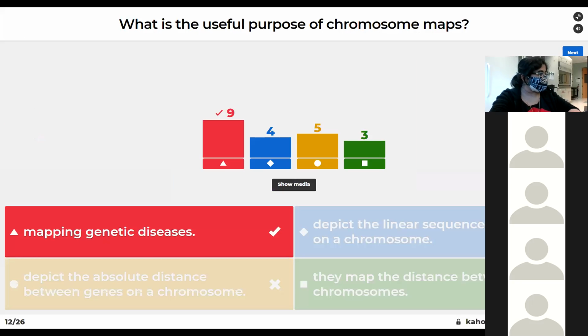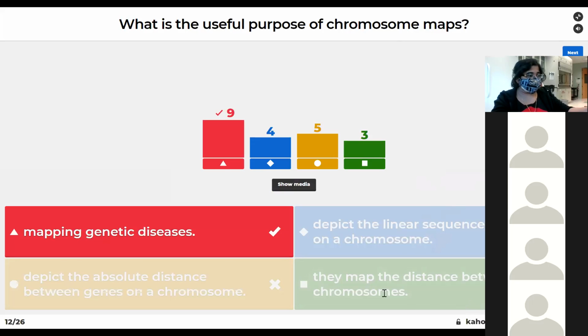Okay, we have pretty much an even spread here, but the majority of you answered correctly. It is mapping genetic diseases. So, chromosome maps. I guess when they say chromosome maps, I think in this question it meant karyograms or karyotyping.